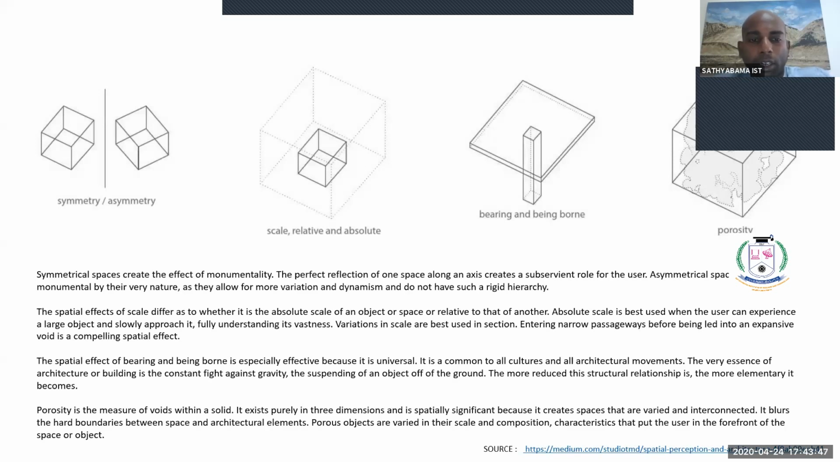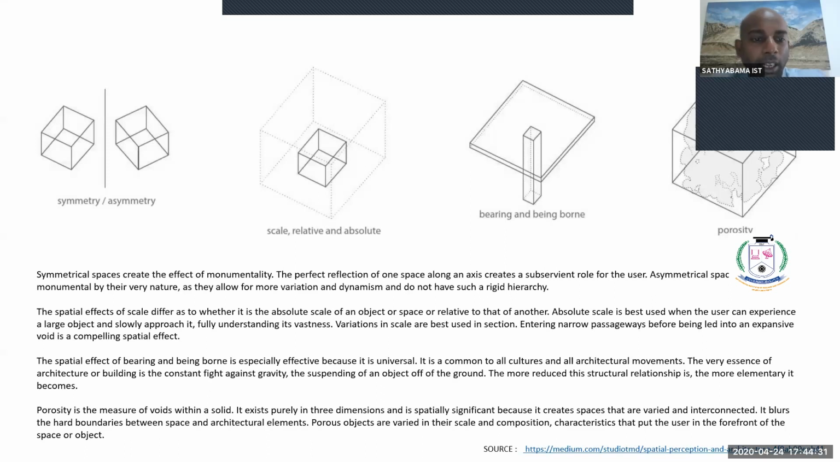Scale can be relative or absolute. Absolute scale is where you walk in and your relation to the space is subdued, as against the relationship of the space to either a larger enveloping space or an element within, right? Absolute scale is best used when the user can experience a large object and slowly approach it, fully understanding its vastness. Variation in scale is best used in section, right? So, for example, when you walk into a bathroom and it has a low ceiling, and then you come out and there's a large lobby, right? Entering narrow passageways and then entering a large expansive space will give you a very strong sense of this relative and absolute scale.